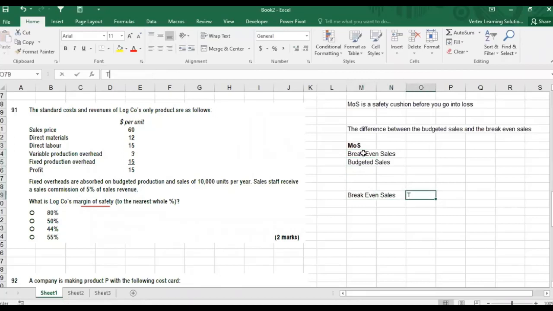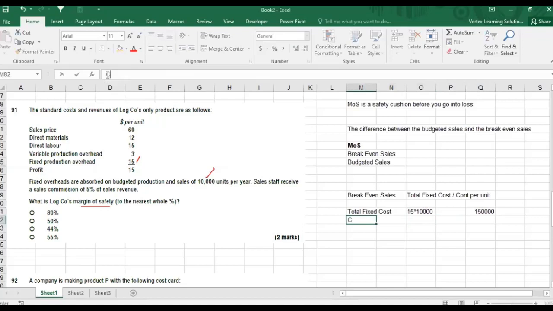The break-even sales formula is total fixed cost divided by contribution per unit, okay? So fixed cost should be taken as total and contribution should be taken as per unit. So what is my total fixed cost? As I discussed before, total fixed cost here would be fixed cost per unit, which is based on 10,000 units. So total fixed cost will be 15 multiplied by 10,000, which means my total fixed costs are 150,000.